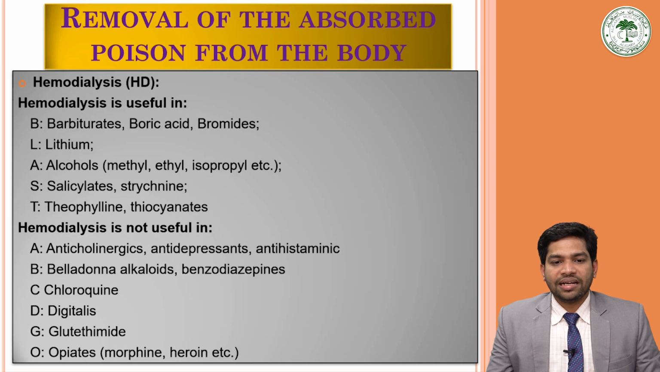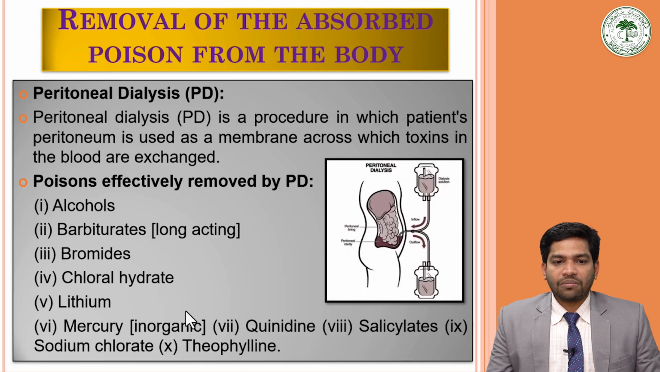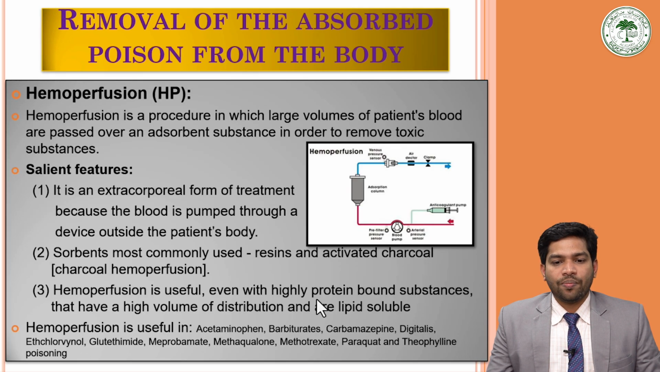Whereas we already learned that hemodialysis is useful where substances have a small volume of distribution, low molecular mass, and high water solubility, hemoperfusion is helpful in cases of highly protein bound substances, high volume of distribution and lipid soluble substances. Hemoperfusion is commonly used for acetaminophen, barbiturates, carbamazepine, digitalis, ethchlorvynol, glutethimide, meprobamate, methaqualone, methotrexate, paraquat, and theophylline poisonings.